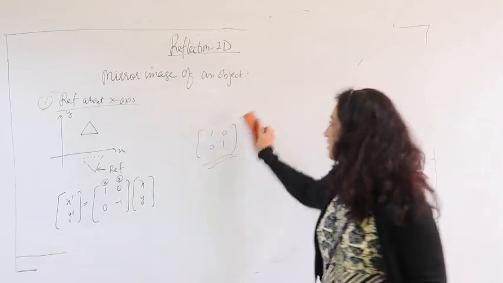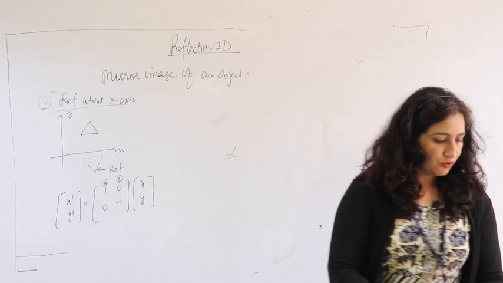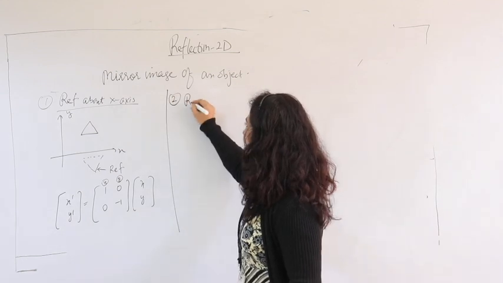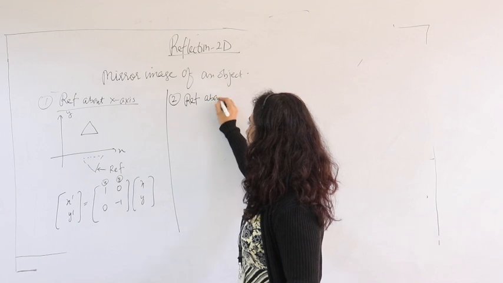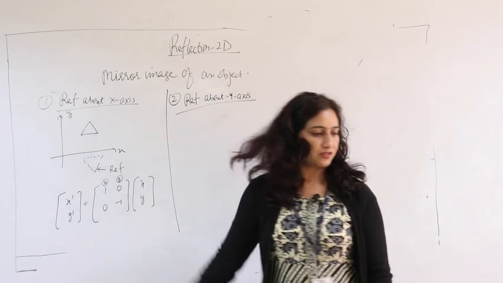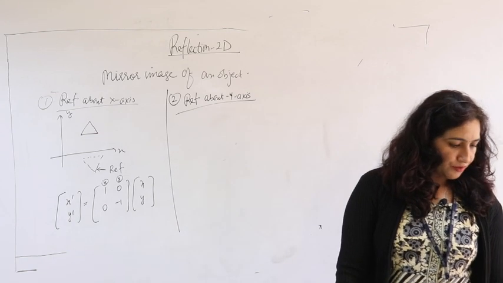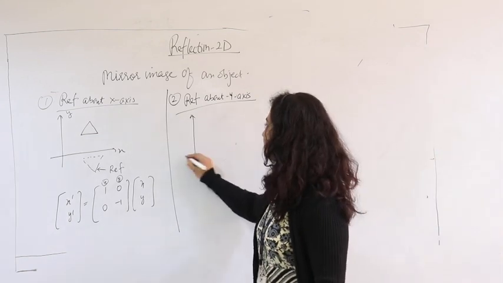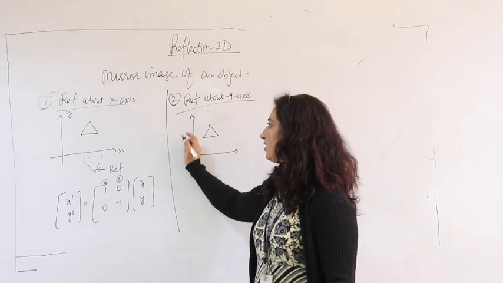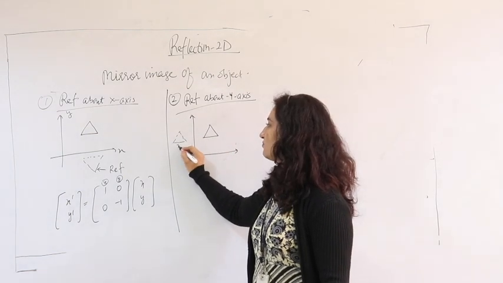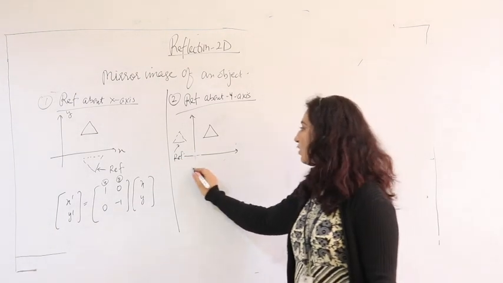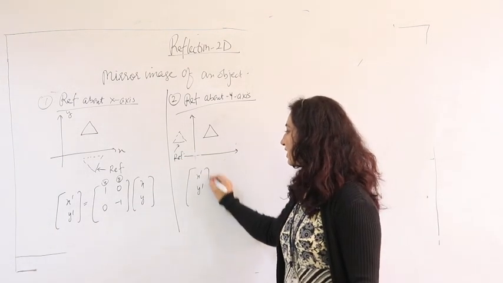So the next is reflection about y-axis. Second is reflection about y-axis. So what do you mean by reflection about y-axis? It's simple. Suppose our object is this. Y-axis reflection will be here. So here, this will be the reflected image. So what will be the output? What will be the matrices here?